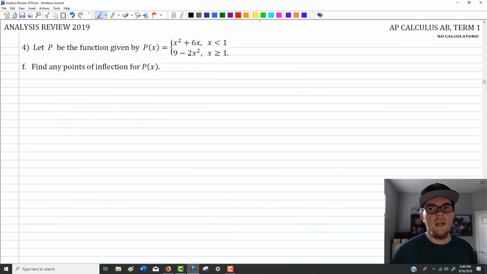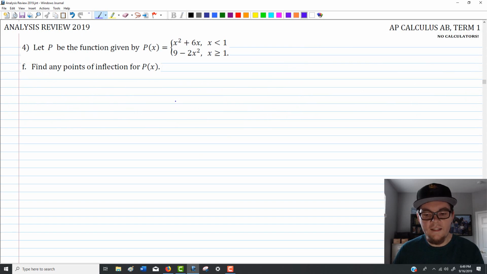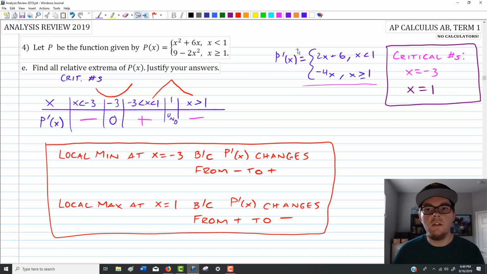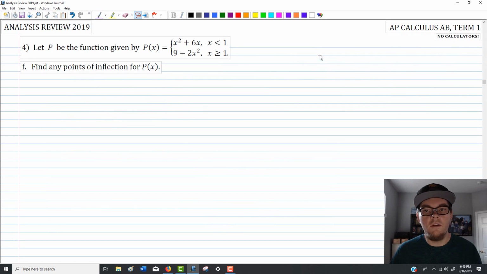Okay, and the last part that we'll look at here, we've got our question 4f. It says find any points of inflection of p of x. Well, again, I'm going to be that guy. Let's go steal our derivative and critical numbers. Technically, I probably only need the derivative.